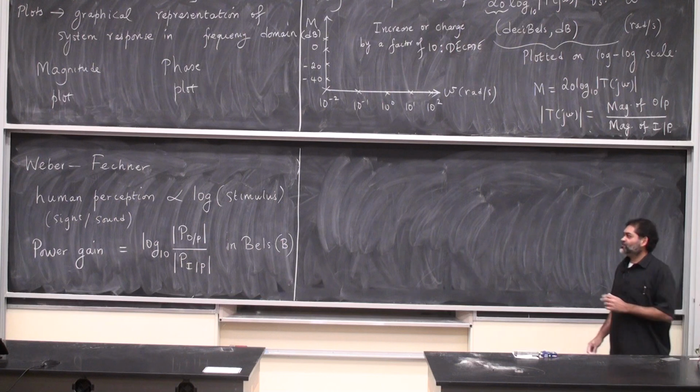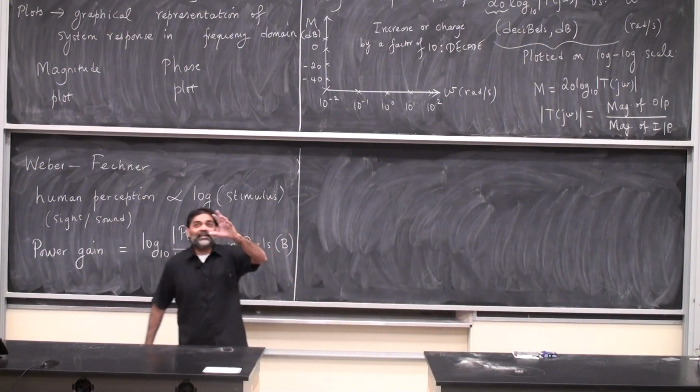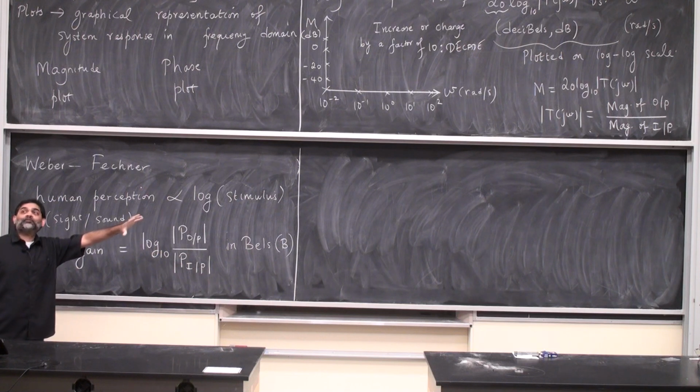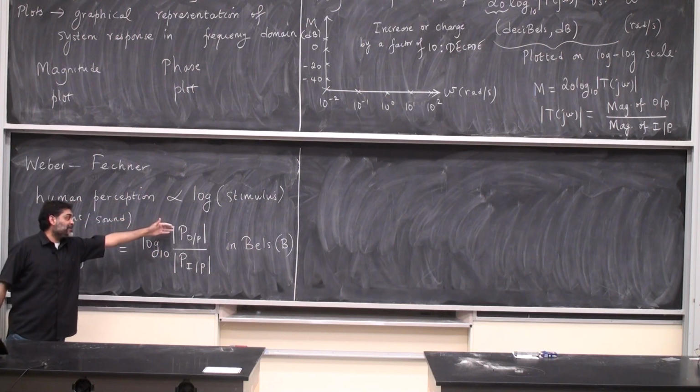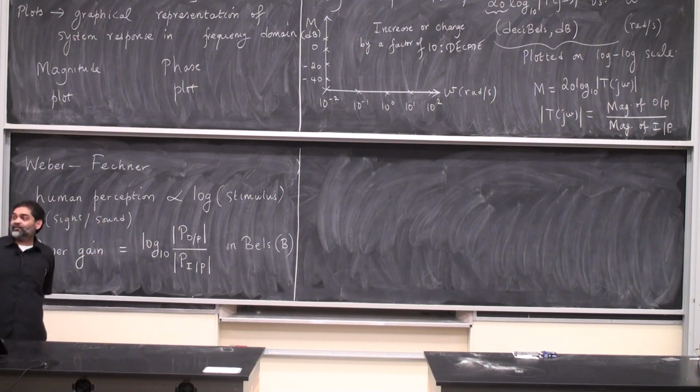What does this mean? This means the following. Okay? A power gain of 10 means that it's equal to 1 bell. Do you see that? A power gain of 10, which means that if the output is 10 times greater than the input power, then it means that the power gain is 1 bell.